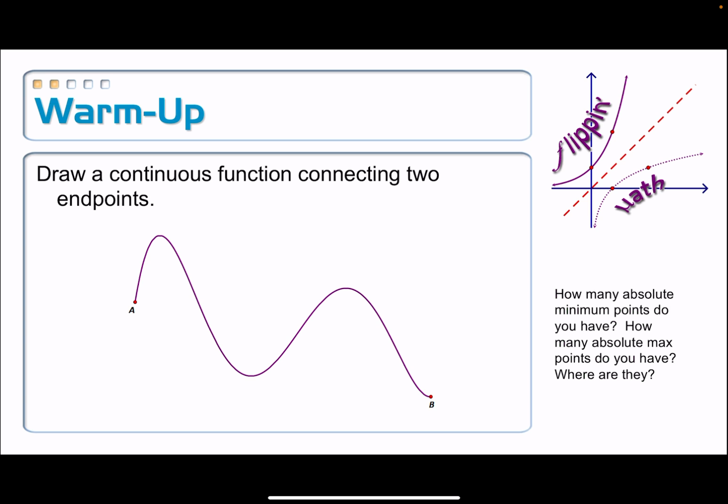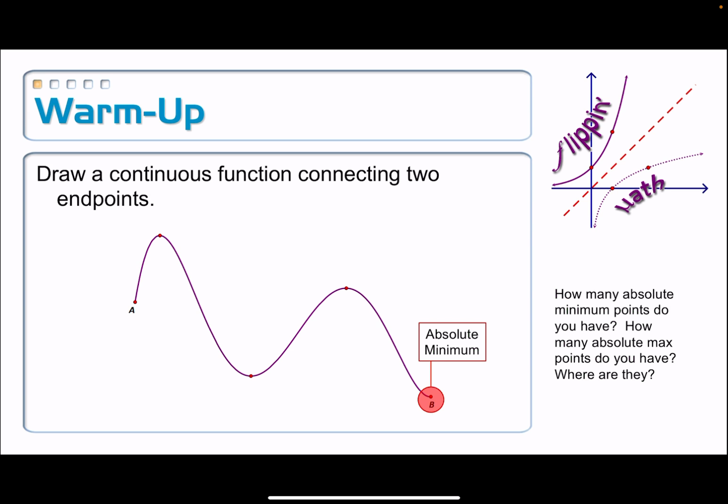How many absolute minimum points do you have on this graph? Well, on this one in particular, absolute minimum, where does it occur? It happens right over here at point B. Here's my absolute minimum point. It's the lowest point on this whole entire graph, right? And then the next question is, how many of them do you have? Well, there's only one of them. It's the lowest point on that graph.